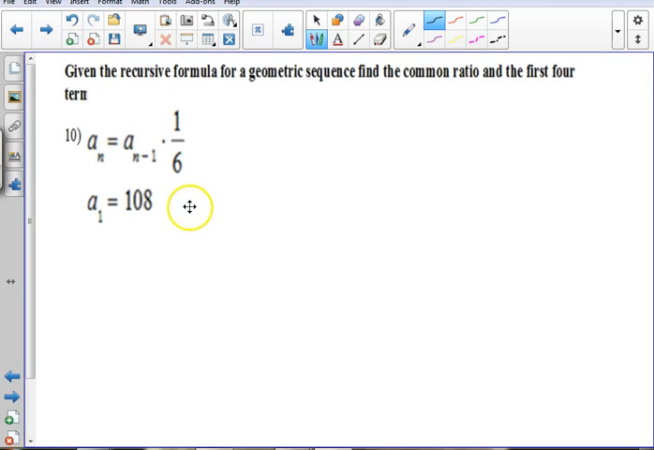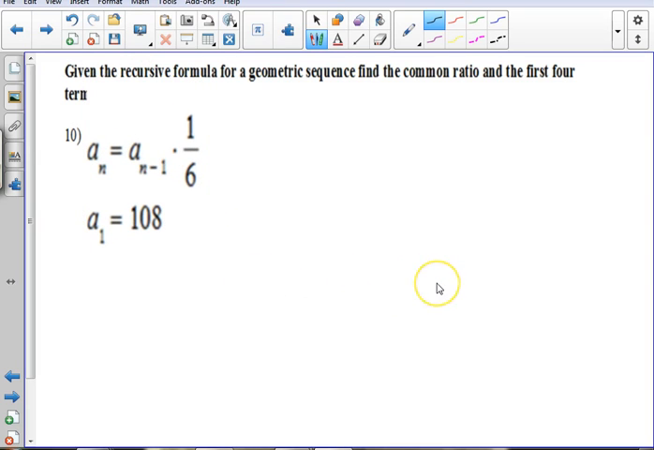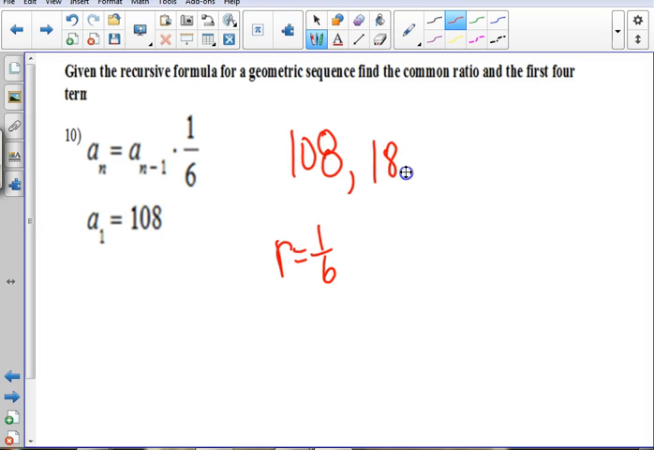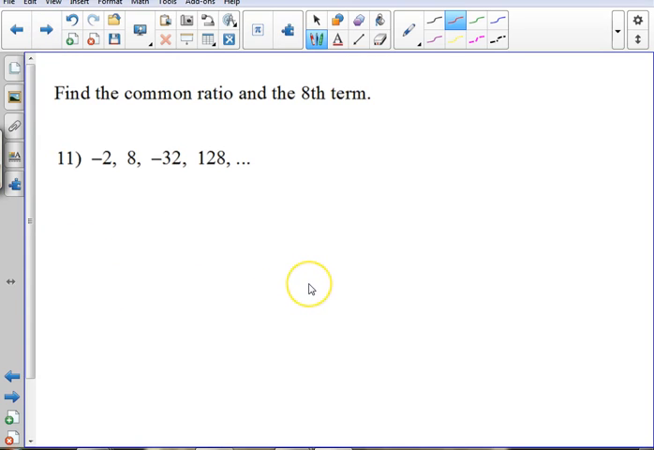All right, number 10. This is a recursive form, so what does that mean? Okay, so what's the first term? And what's the diff or the ratio? 1/6 from right here. So a sixth of that would be 18. How'd I do? Then 3, a sixth of that would be 1/2, and we get to stop. Did I get that right? We don't want to round on these. Okay, you need an exact answer.